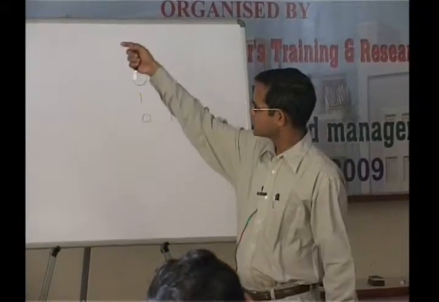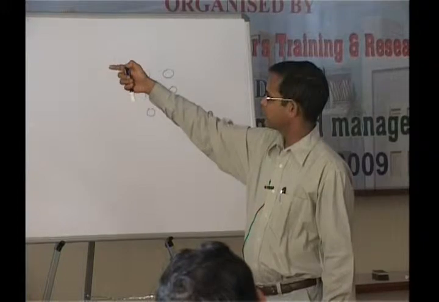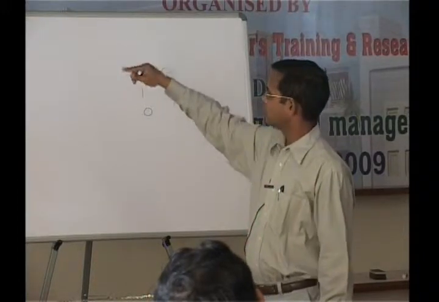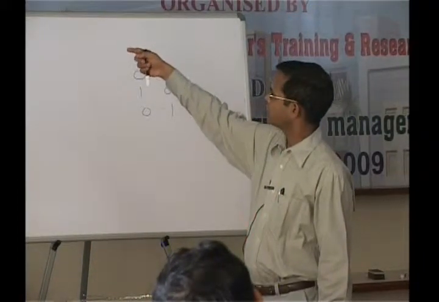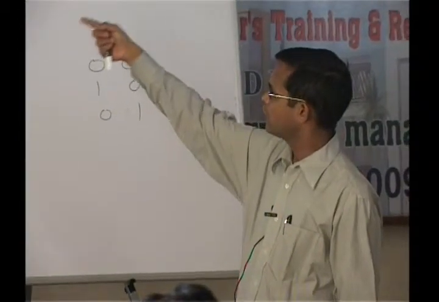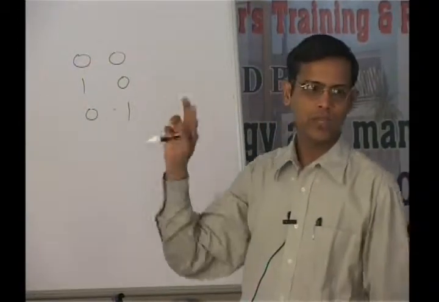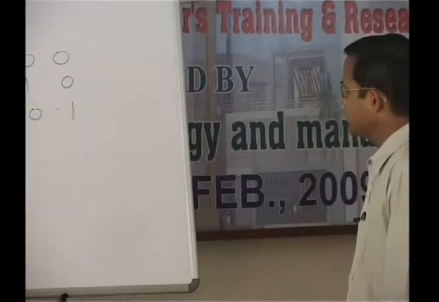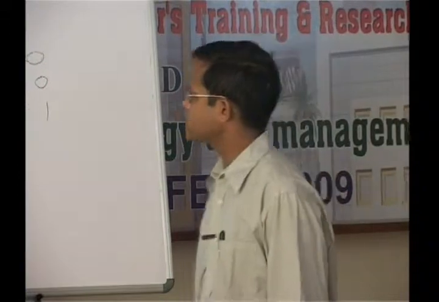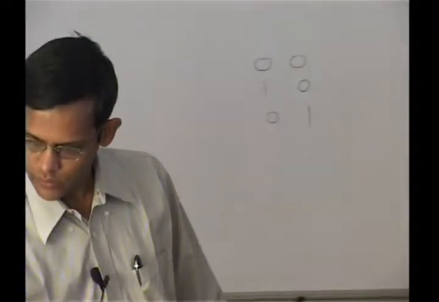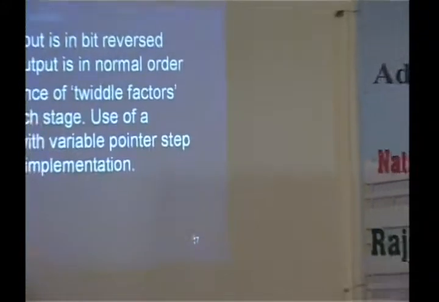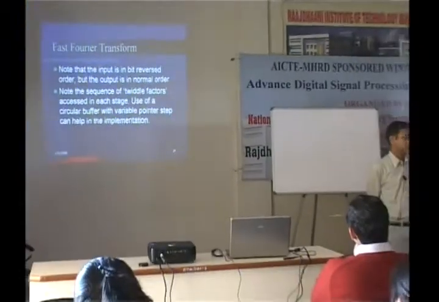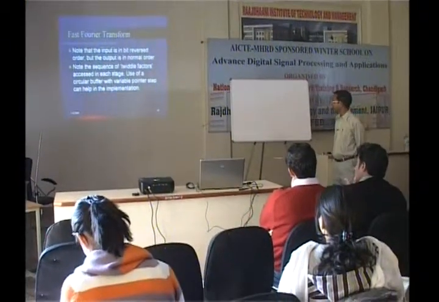That means that first you access x0, then you access x2, then you access x4 and then you access x6. The last 2 bits are getting reversed. In the last stage, the last 1 bit will get reversed. So this bit reversed addressing is provided for by a typical DSP processor. The reason is that FFT is a very important benchmark for a DSP processor. We should be able to implement it very efficiently.